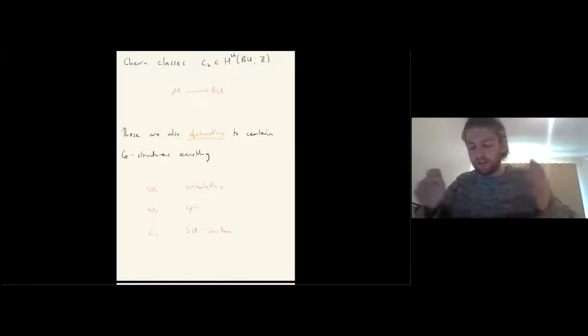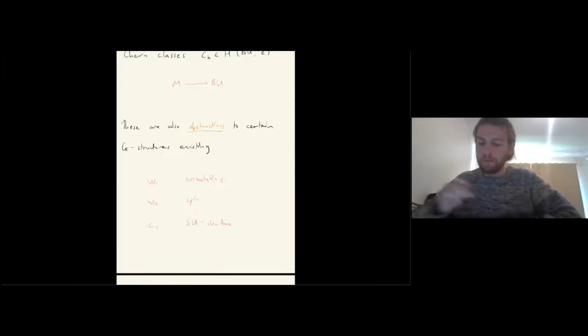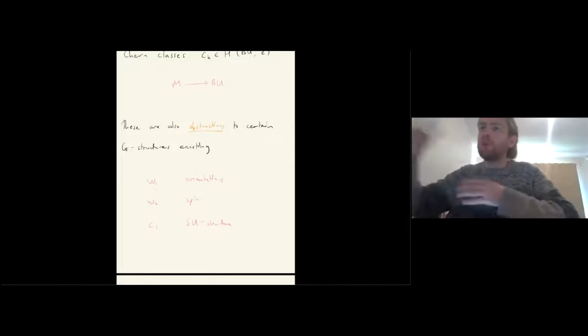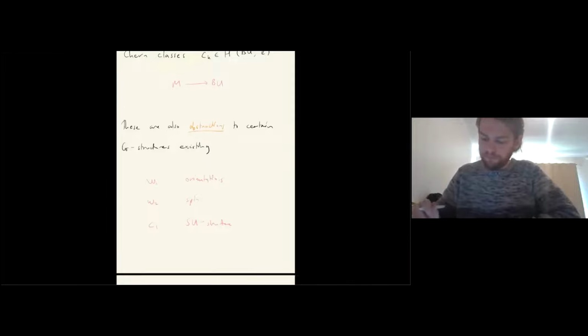You have to be a little careful about what you're starting with, but the point is that these characteristic classes are useful to look at whether you can put certain structures on manifolds or not.